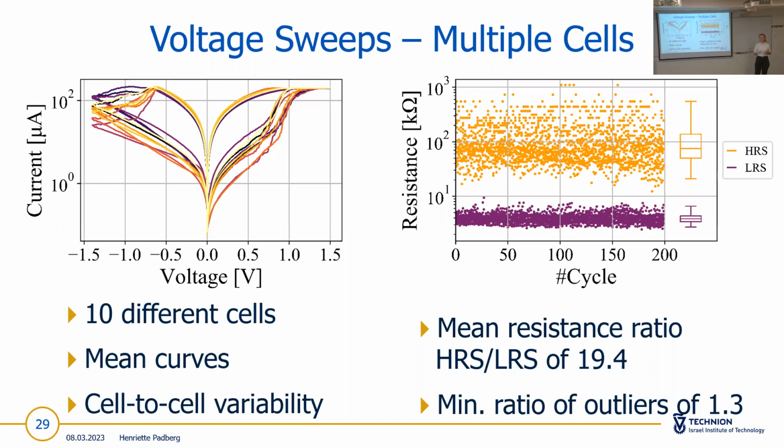So you have, of course, the variabilities here, and you have a mean resistance ratio of the HRS and LRS of 19.4. This can be considered a good result, because for RRAM devices, a ratio above 10 is considered good. Here is also a needed gap, so you can always say that there's no overlap between the states. You have some outliers here, for example this point and this point, but still the ratio here is 1.3. So there's still a distinction that can be made between those points.